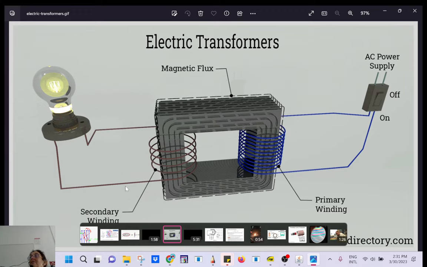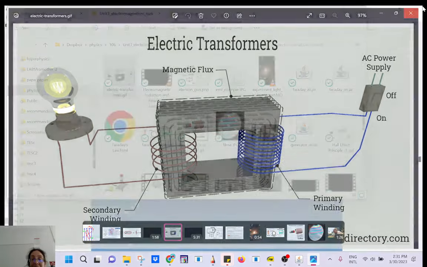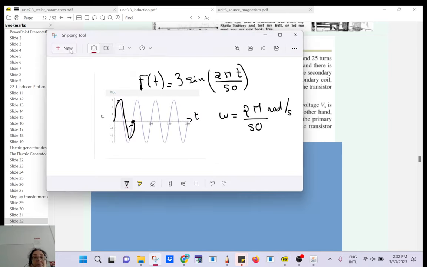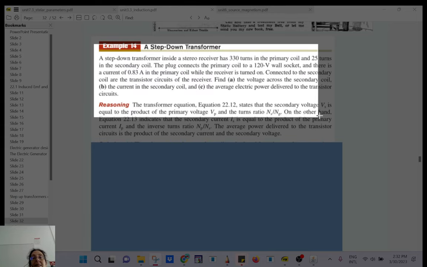You are inducing electricity here, but because the number of loops is smaller, you get a smaller voltage. Isn't that a nice animation? It took me time to find that. It's a very nice one. Very proud of myself. Okay, so let's try to do this one. You're doing it? Don't stare, okay?